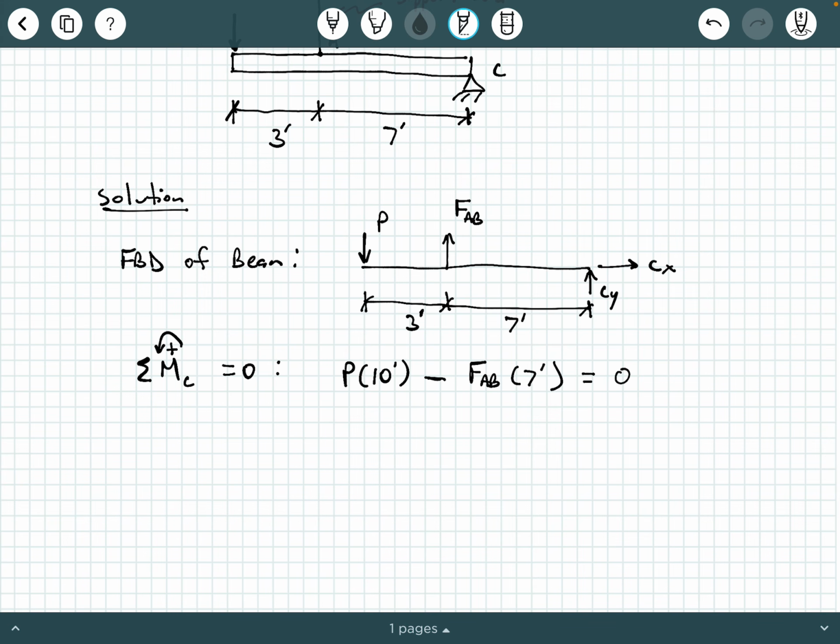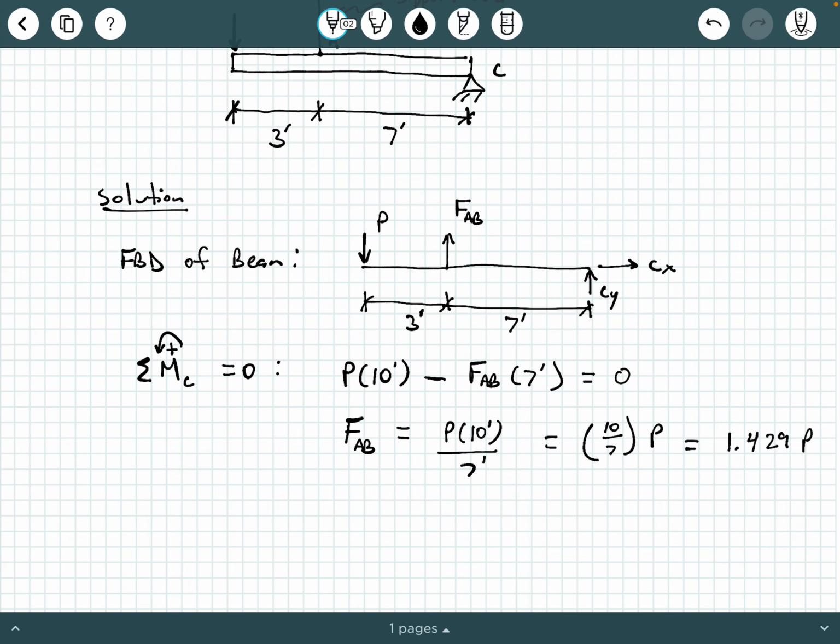So again, I'm just splicing in a little bit of statics verbiage for our review. We're interested in FAB, and we can solve for FAB as equaling P times 10 feet over 7 feet. All I did was solve for FAB, and you can collapse this down as a decimal or a fraction, however you want to collect it. It's just 10 over 7 times P, or you could write that as 1.429 times P.